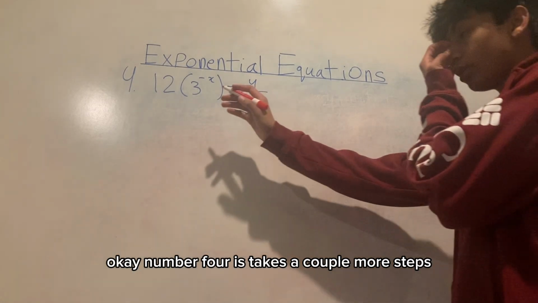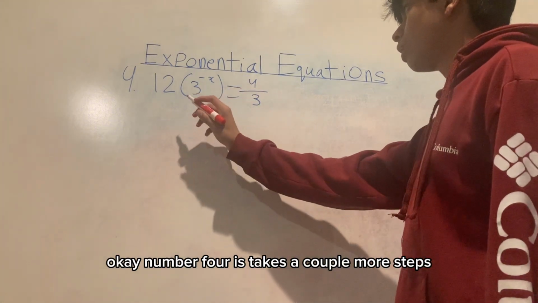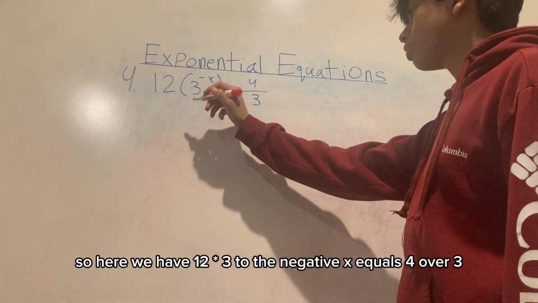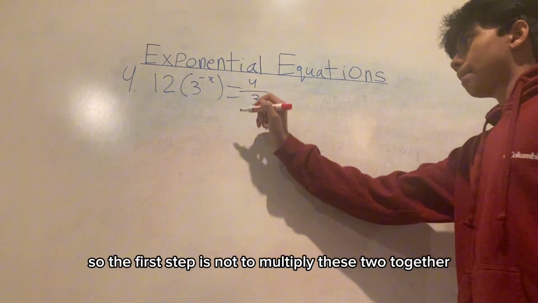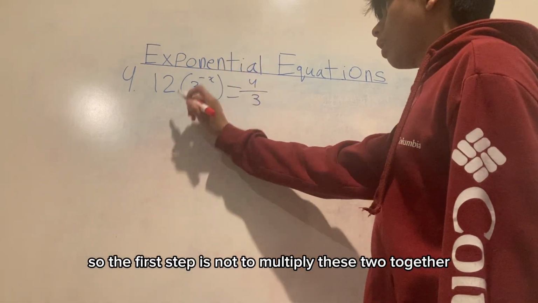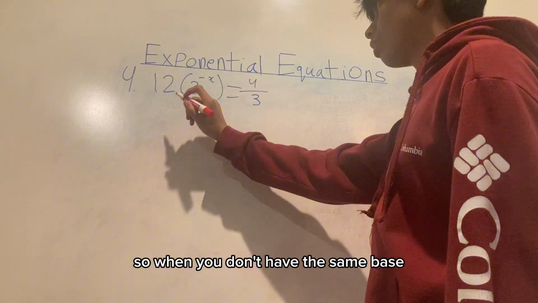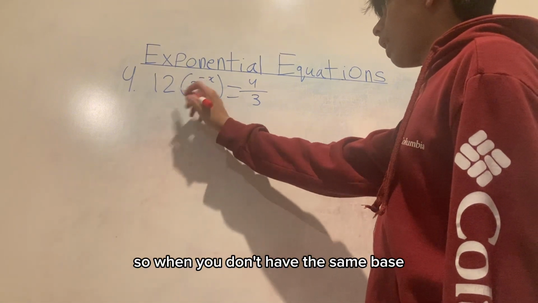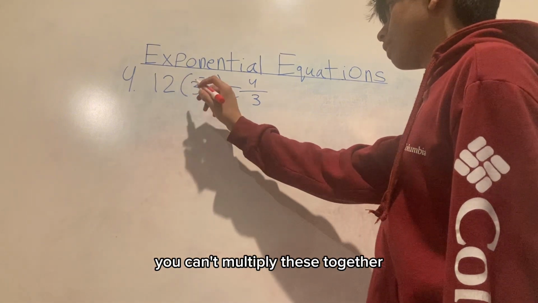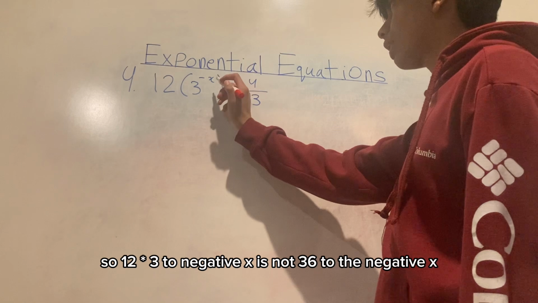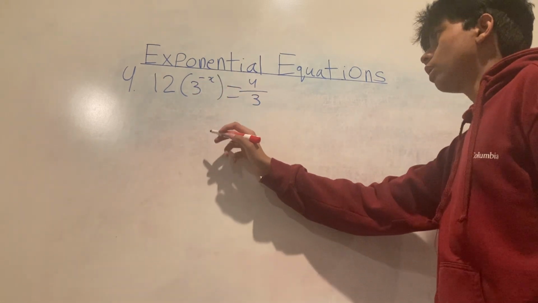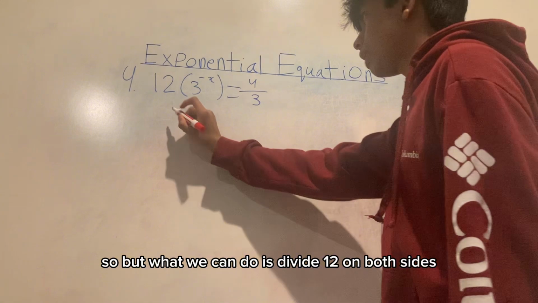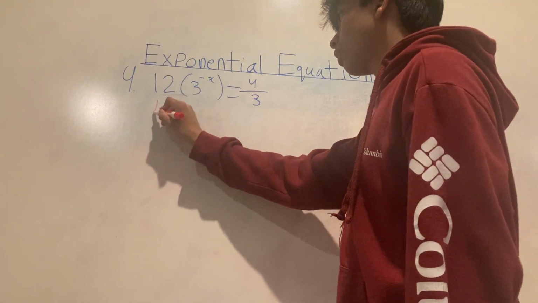Okay, number 4 takes a couple more steps. Here we have 12 times 3 to the negative x equals 4 over 3. The first step is not to multiply these two together. When you don't have the same base, you can't multiply these together. So 12 times 3 to the negative x is not 36 to the negative x. You can't do that. But what we can do is divide by 12 on both sides.